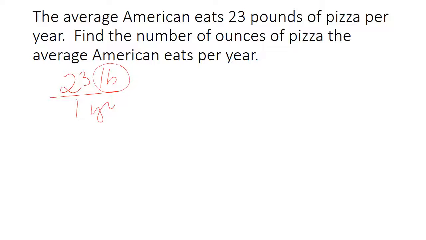So we need to know, how do pounds and ounces relate to each other? How many ounces is a pound? All right, so 1 pound is how many ounces? 1 pound is equal to 16 ounces. So that is going to be our conversion rate that we're going to use.